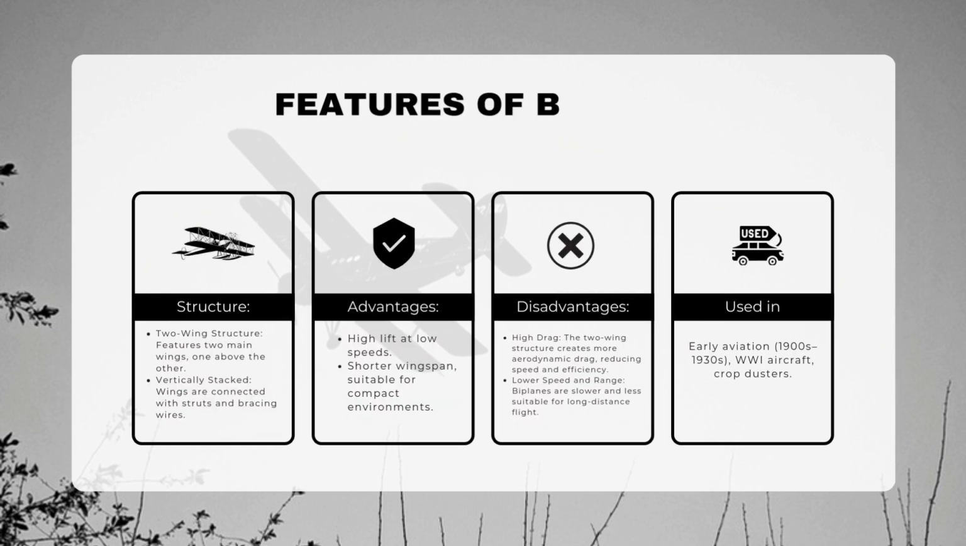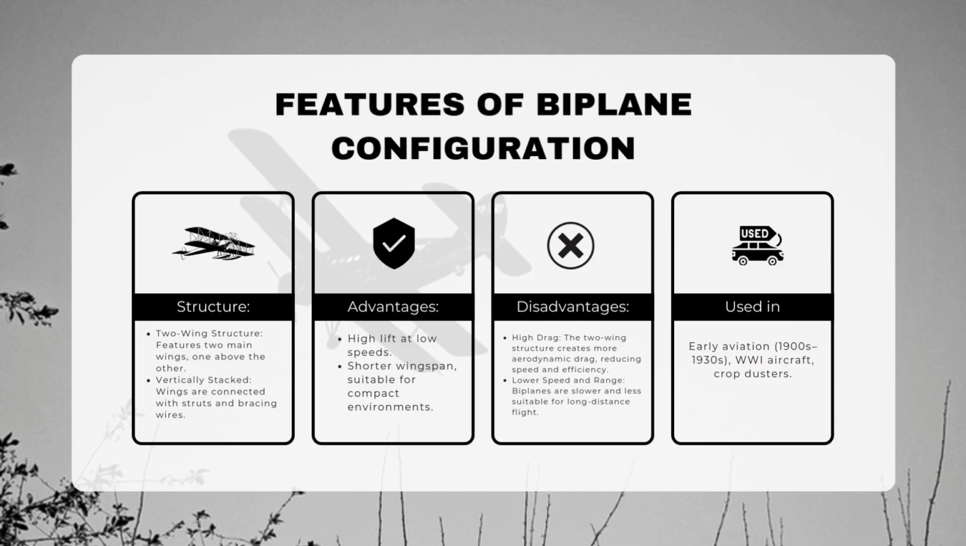Features of biplane configuration. Biplanes have two wings, one above the other, held together by struts and wires. This design gave high lift at low speeds and worked well in tight spaces. However, it created more drag and limited speed and range. They were mainly used during World War I and in early aviation.